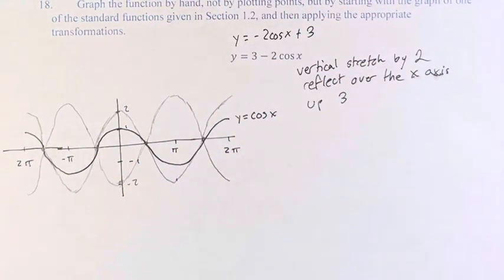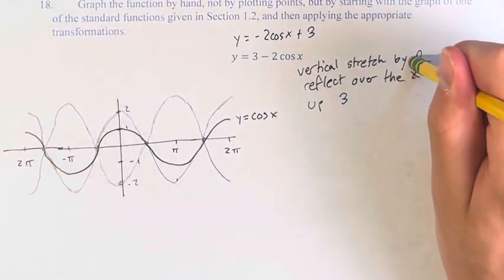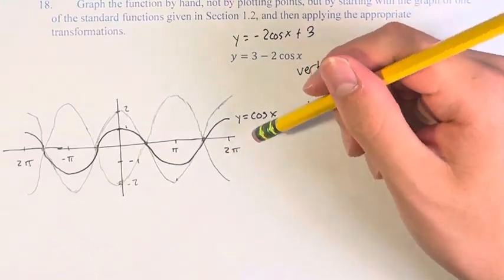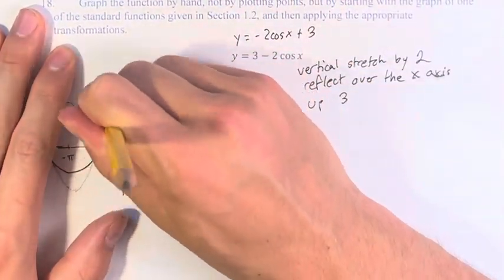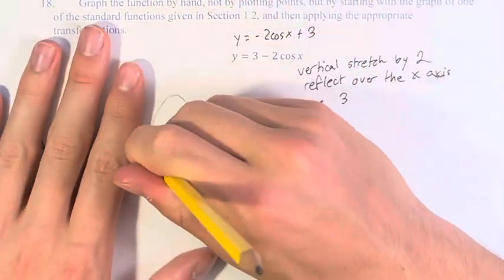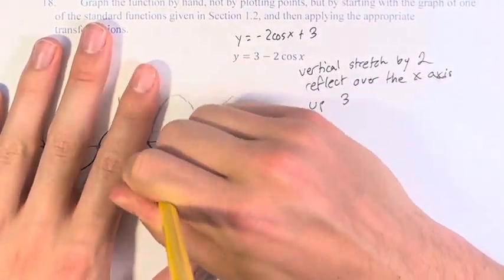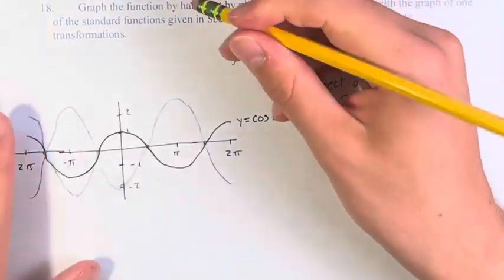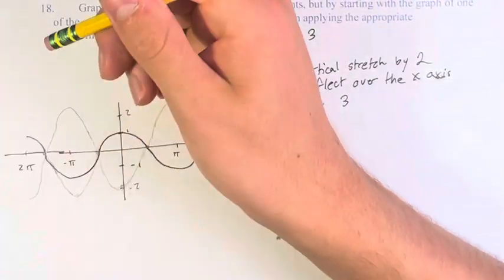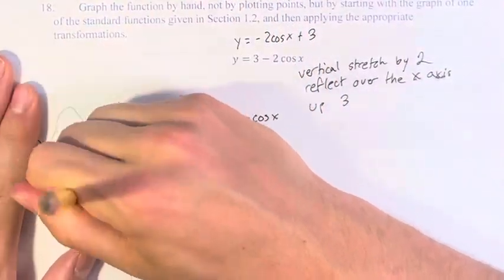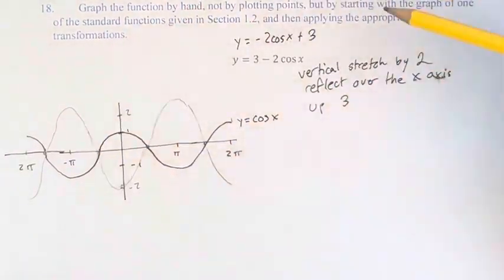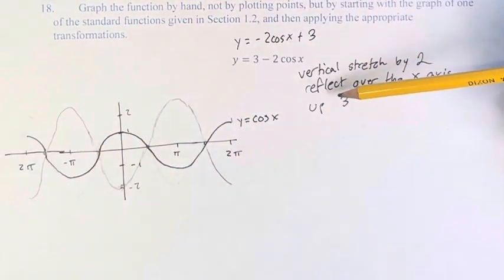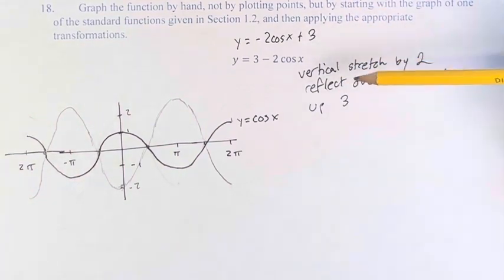And to avoid any confusion, I'm going to erase the intermediate functions as we go. So we can erase the one that is just a vertical stretch by a factor of 2, which is this function right here, which leaves us with just the original and the function which has been done 2 steps to it. So this function in pencil has been vertically stretched by a factor of 2 and reflected over the x-axis. So now we just have to move it up 3 units.